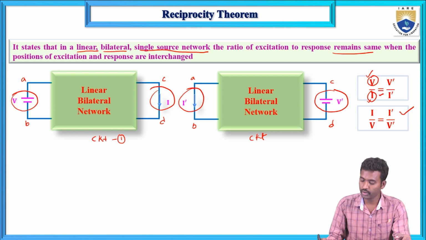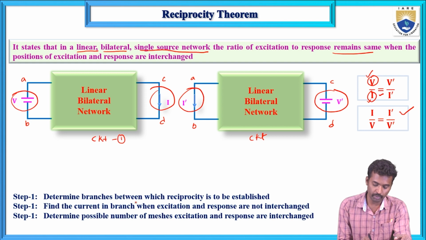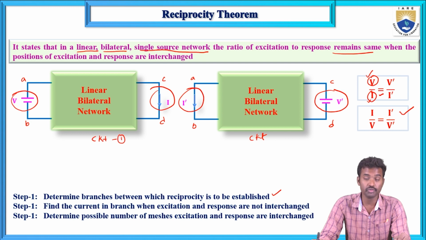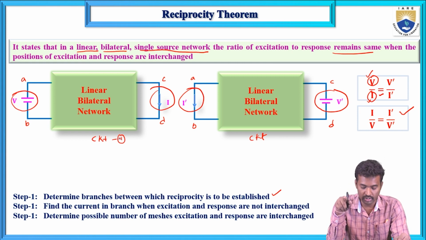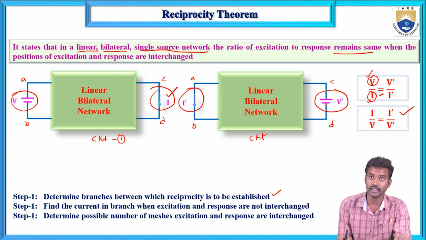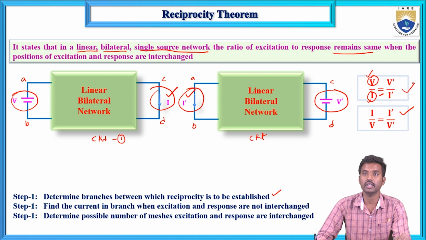Now, while applying reciprocity and calculating the response, we have to follow a total of 3 steps. First, determine the branches between which reciprocity is to be established. Here A and B, and here C and D are the branches. Second, determine the current when excitation and response are not interchanged. Here circuit 1 indicates responses and excitations are not interchanged, so determine the first current. Third, when the response and excitation are interchanged, determine the current. After getting the currents, verify the reciprocity theorem.